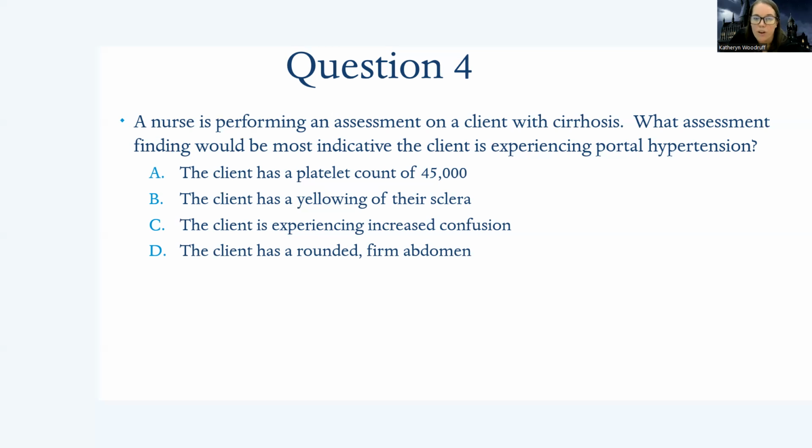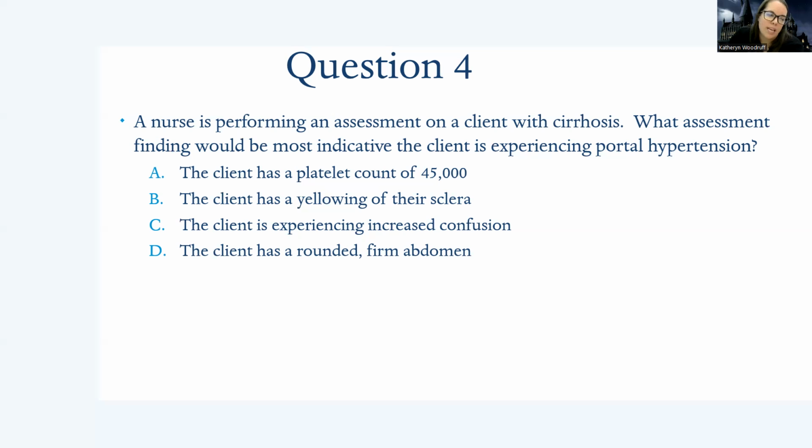So platelet count of 45,000, I think that's expected for cirrhosis, but I don't think that the portal hypertension would cause them to lose platelets or have low platelets. I think that's just liver failure. The next one says the client has a yellowing of their sclera. For this one, I know they're going to have jaundice, but is the jaundice a result of their portal hypertension? So it seems more general for me versus specifically talking about portal hypertension.